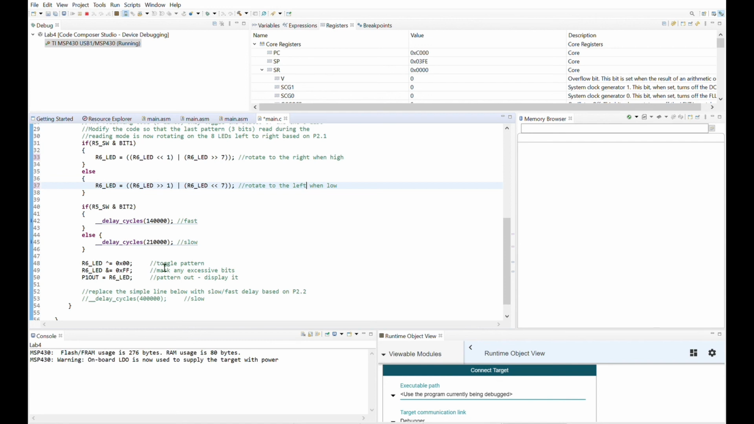And this code was given to us too. This helps with the toggle pattern, so that we are able to go from rotate left to rotate right. And this masks any excessive bits, and this displays the output.